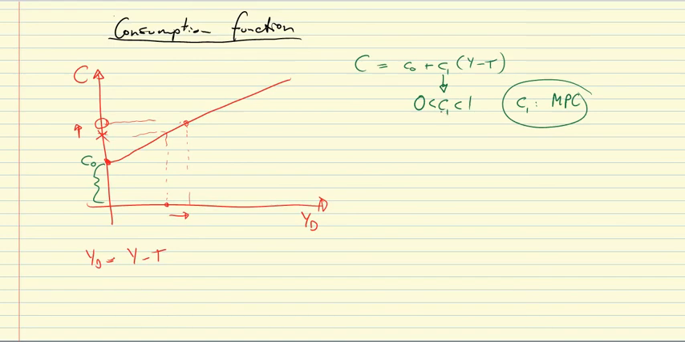So let's just take an example. If C1 were 3/4, 0.75, if then disposable income rises by $1, consumption will rise by 75 cents. The remaining 25 cents will go to savings. That is basically what the consumption function is.